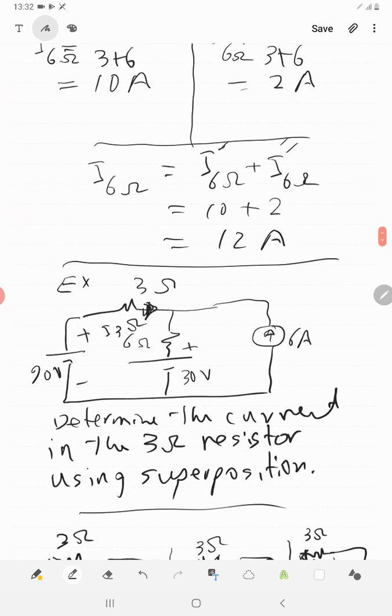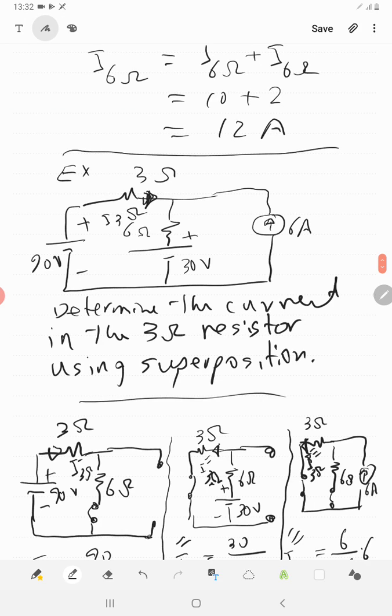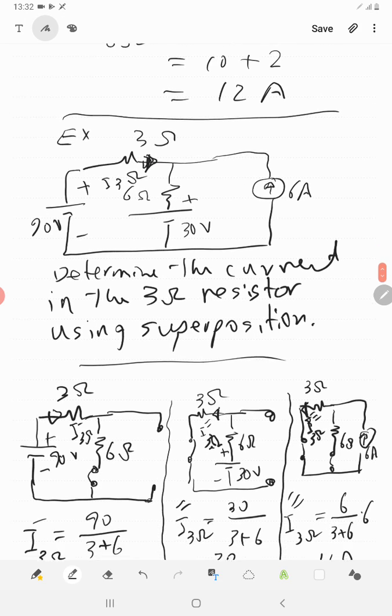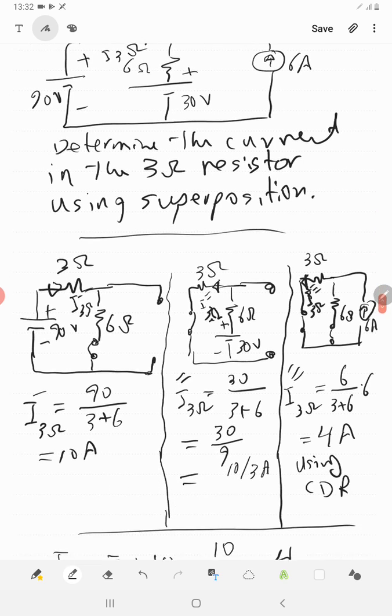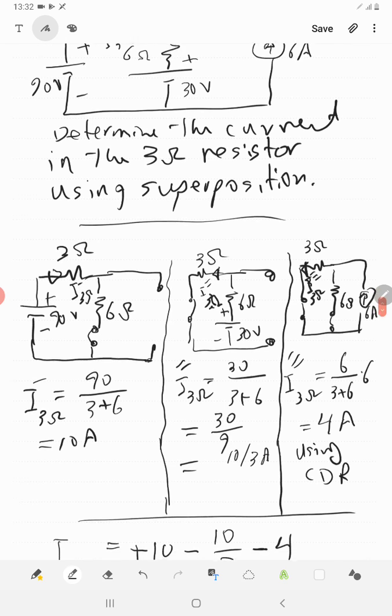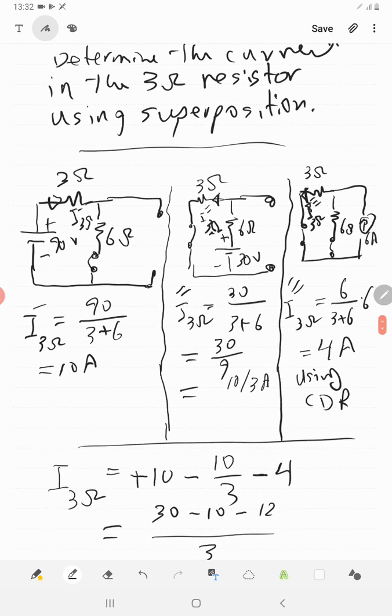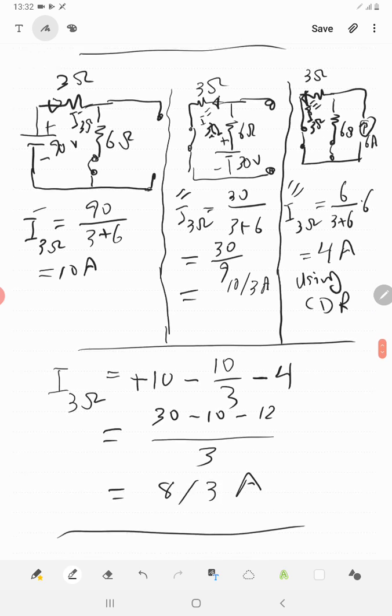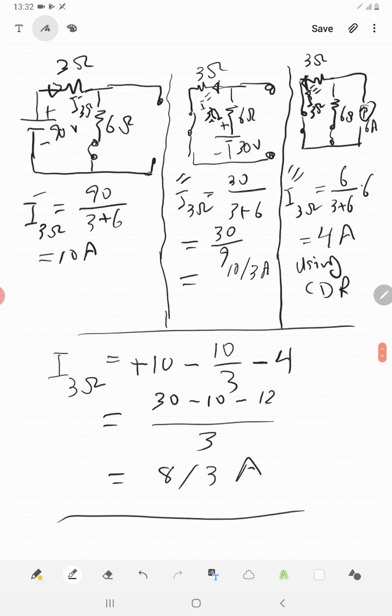While in here, we want the 3 ohms direction, the I3 ohms current in this direction, from left to right. So in the first circuit, it's also from left to right, so we take it positive. In the second circuit, it is from right to left, so we must take it negative. And in the third circuit, it's from right to left, so we must also take it negative. So 10 minus 10 over 3 minus 4 is equal to 30 minus 10 minus 12 divided by 3. 20 minus 12 is 8 divided by 3.